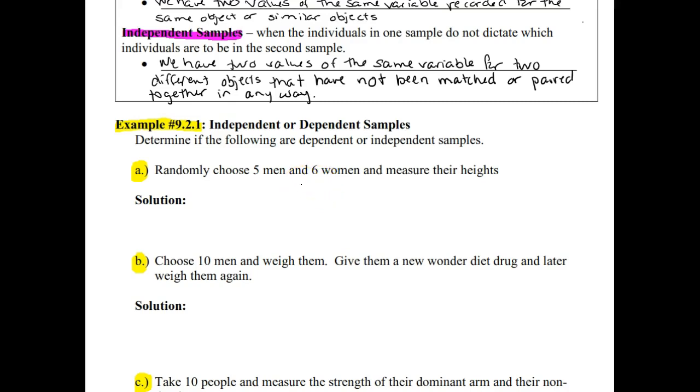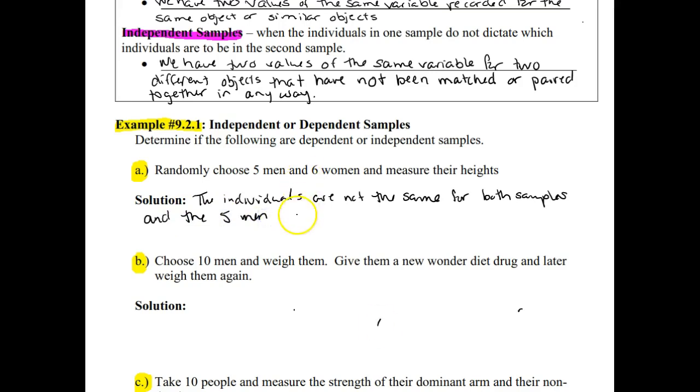So our solution here: the individuals are not the same for both samples, and the 5 men have not been paired on any criteria with the 6 women. So these samples are independent.